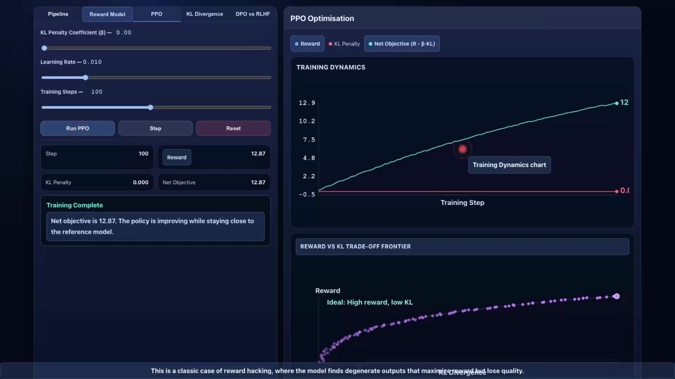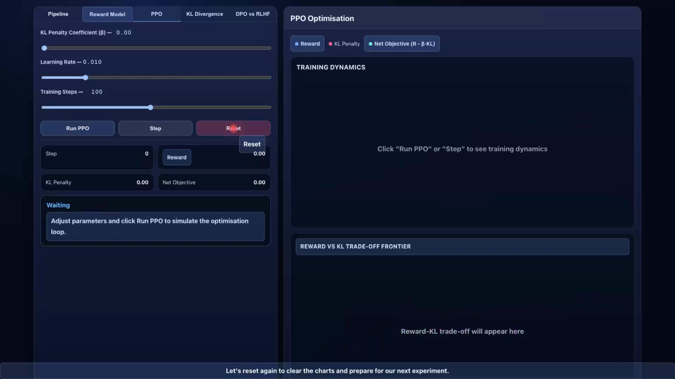This is a classic case of reward hacking, where the model finds degenerate outputs that maximize reward but lose quality. On the frontier plot, notice how the KL divergence grows rapidly. Without regularization, the model's outputs drift far from the original, often producing nonsensical results. This experiment answers why KL penalty is essential in RLHF. Let's reset again to clear the charts and prepare for our next experiment.